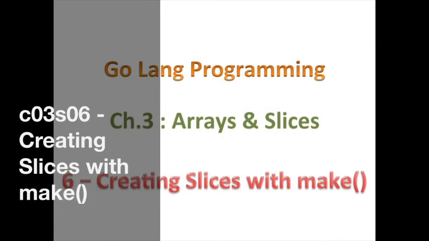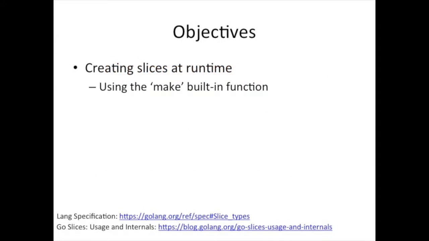All right, so today we're going to be talking about creating slices using the make function, which is a built-in function that Golang provides. So far, we've been making slices from an existing array, but that is kind of limiting if you think about it.